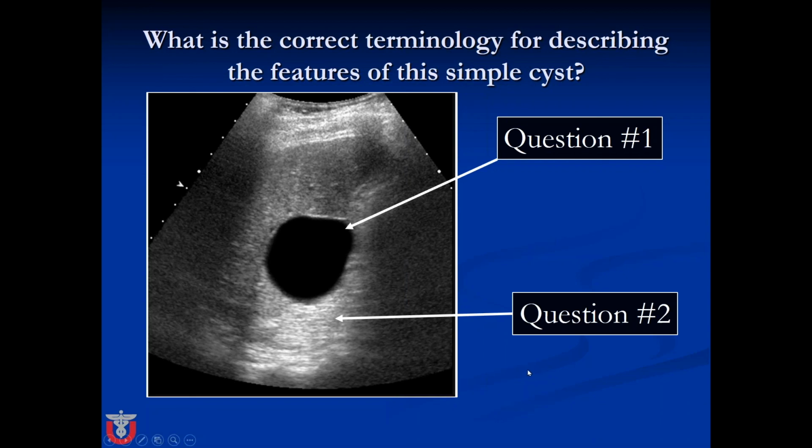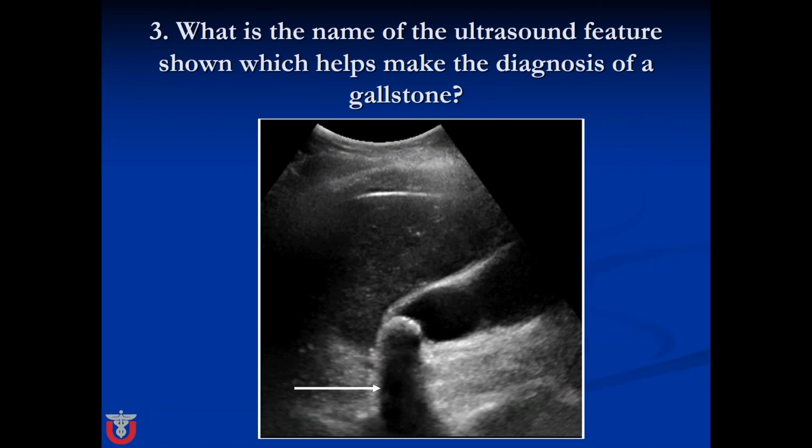Okay. Now we're going to go on to the next question. What ultrasound feature is shown which helps make the diagnosis of a gallstone? So what do we call this artifact that tells us this is a brightly reflective stone?